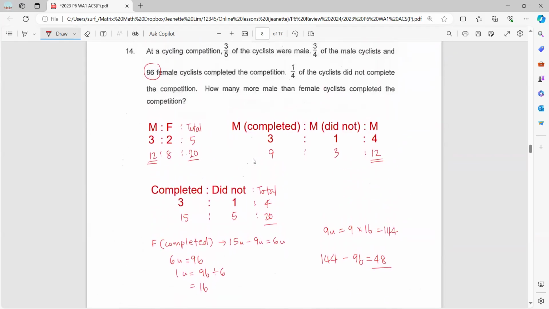So the thing to take note for this question is, if you're doing ratio, please make sure you find the common base. Make sure that they are the same.